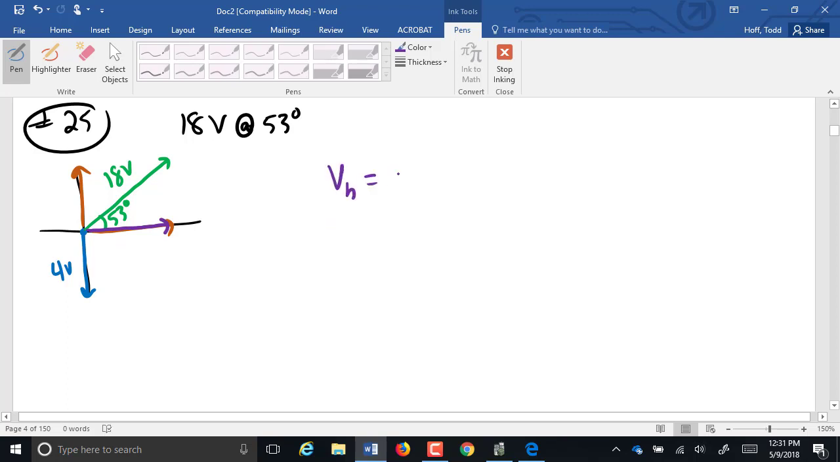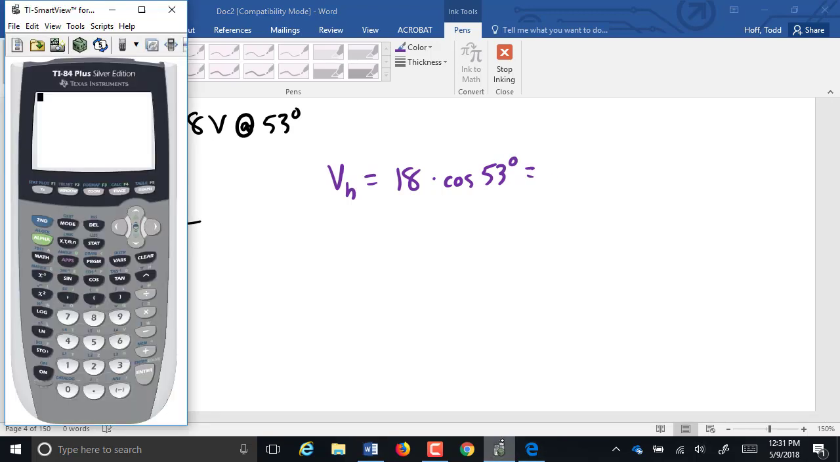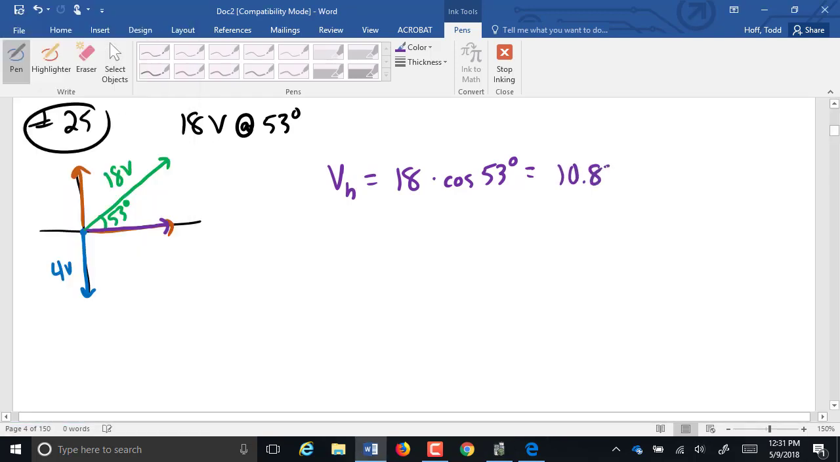That horizontal component, V horizontal, is going to be the 18 volts times the cosine of 53 degrees, which is 10.83 volts. That's the horizontal component. Which one of those can give you a horizontal component? The inductance or the resistance? Resistance. The resistance is the only thing that can give you a horizontal component. The resistance is completely horizontal. So that is actually VR, 10.83 volts.